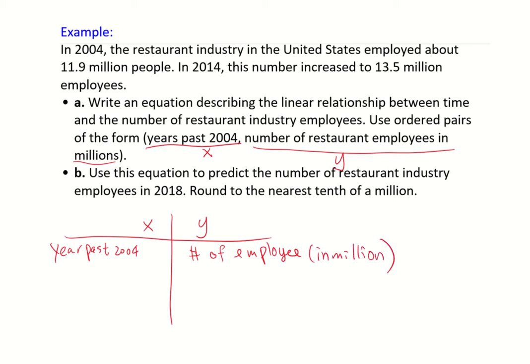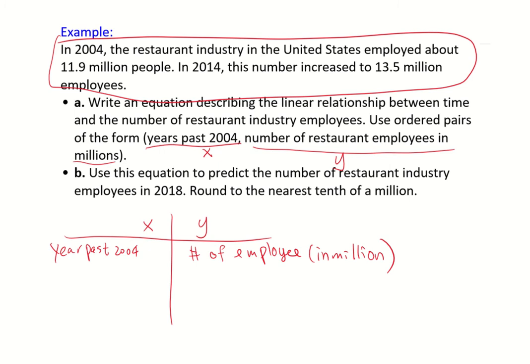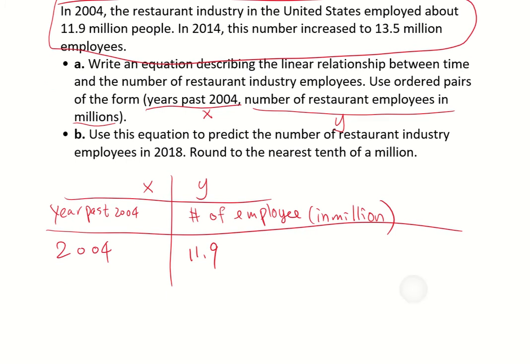Okay, let's finish part A first. All right, so in the first paragraph, there are two sentences. The first sentence says, in 2004, the corresponding number of employees is 11.9 million, and in 2014 we have 13.5 million.